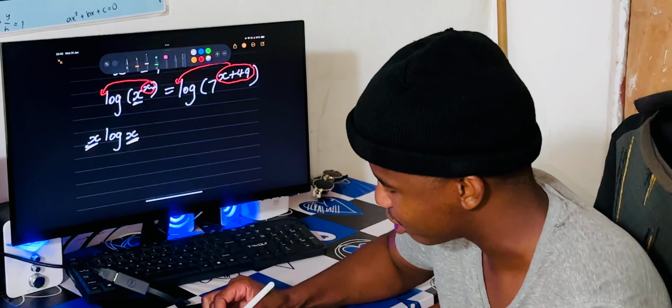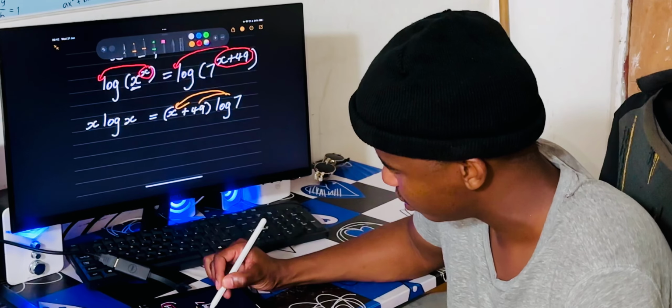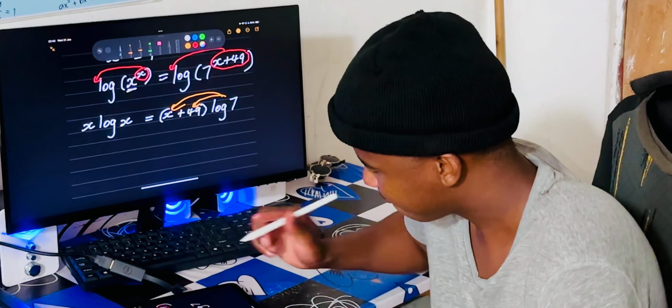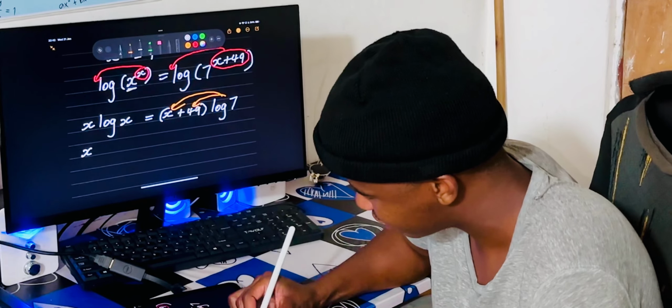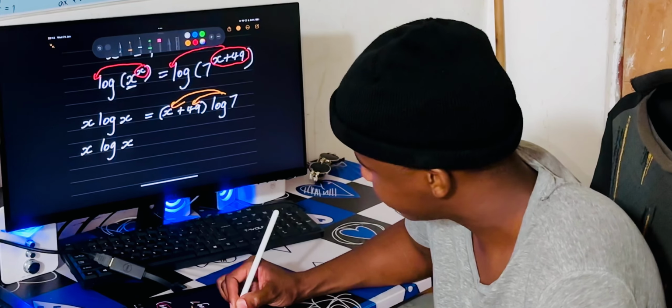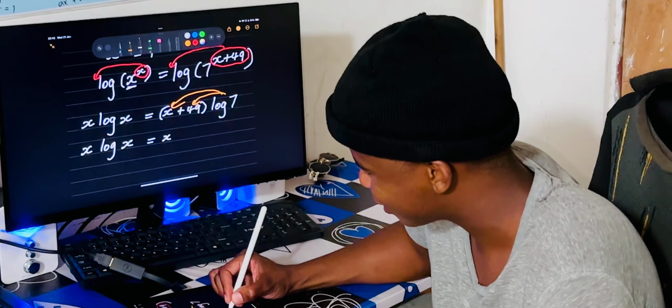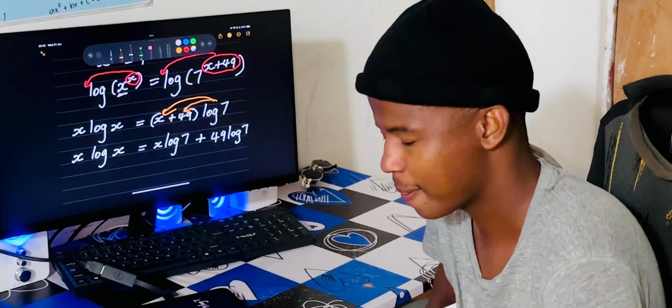Then let's go on. Here we're going to have x plus 49, but because there are two terms, I'm going to put a bracket. And then we are left with log 7. The exponents are now our coefficients. And then here we can now multiply the log into the brackets. Okay, let's do that. We have x log x is equal to x log 7 plus 49 log 7.